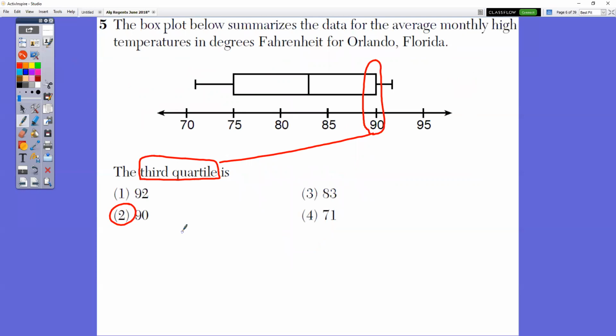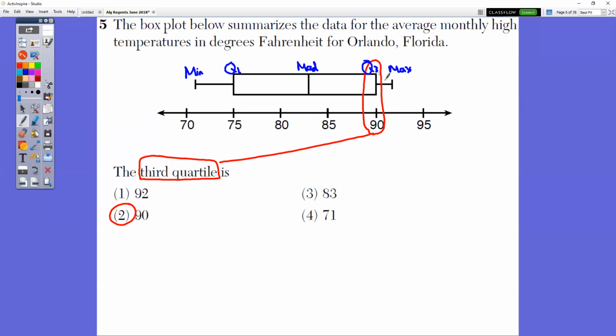In question number 5, the box and whisker plot, the third quartile. Please remember that this number is your min. This is the first quartile. This number is your median. This number is the third quartile. And then this number is your max.